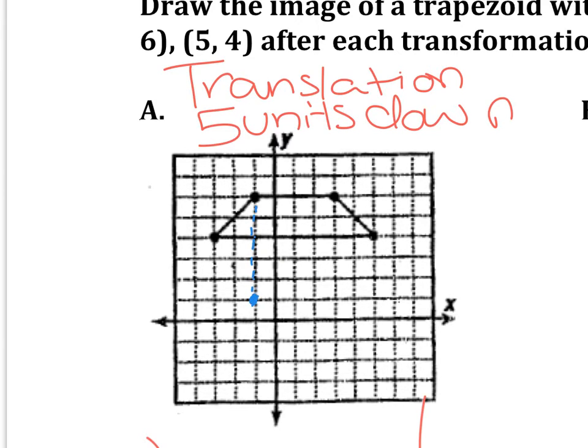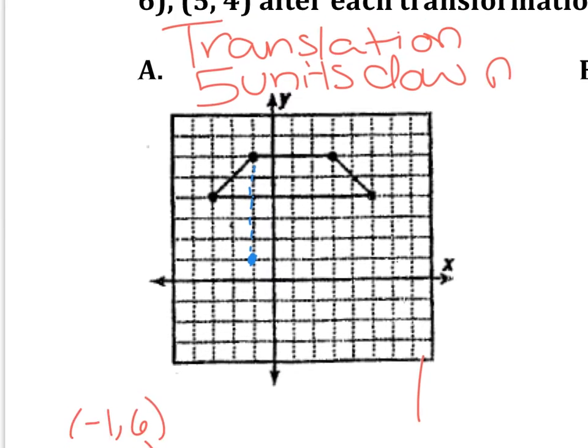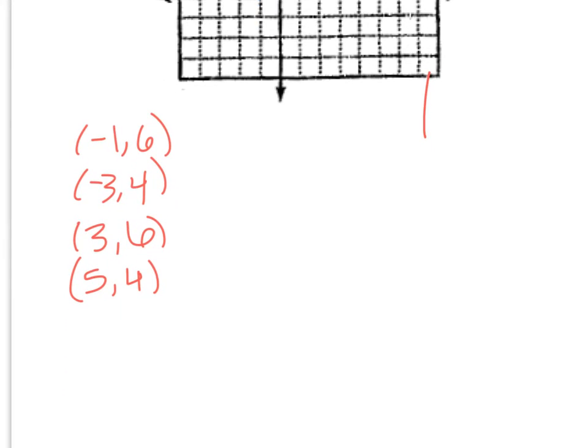Okay, but we know what's going to happen to the points without doing the graph. So let's go down to the points and focus on that. Remember that you're going to show me the work, so each one of these points are going to change. What changes about the ordered pair? Well, when you translate down, the y value changes. X stays the same, so we're going to keep negative 1, we're going to keep negative 3, we're going to keep 3, and we're going to keep 5.